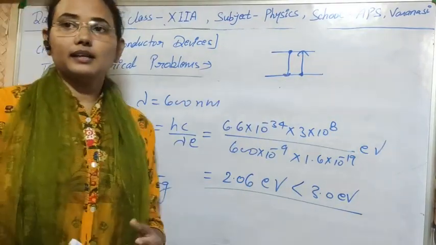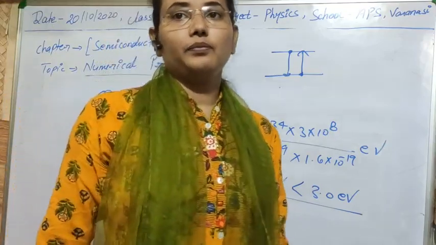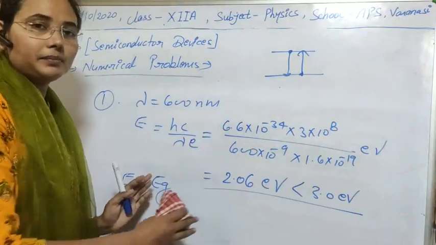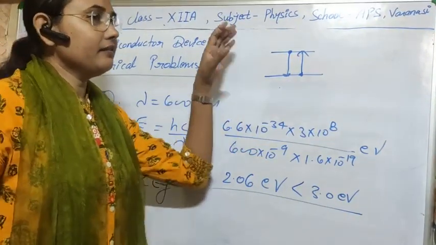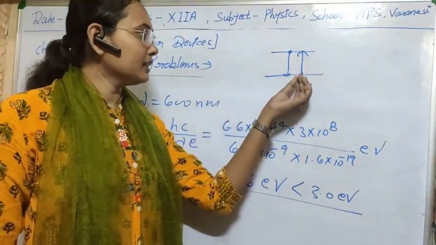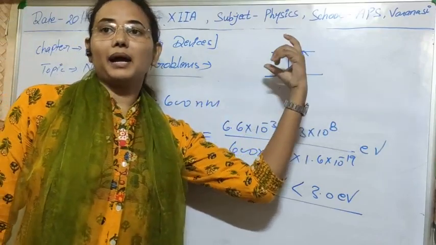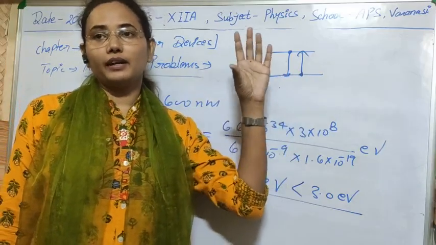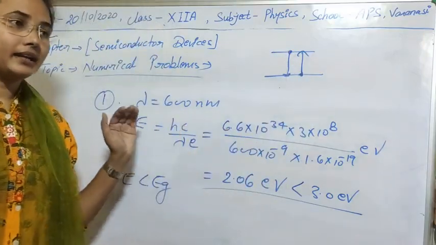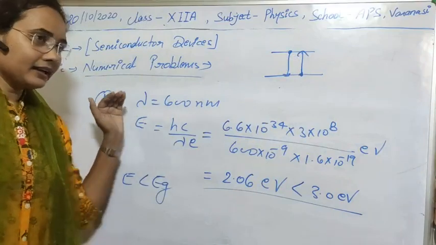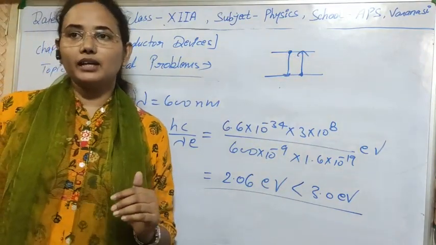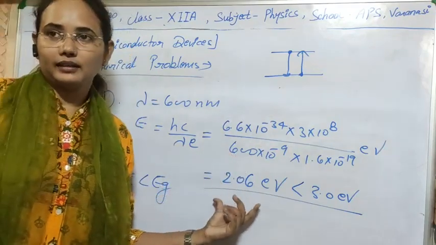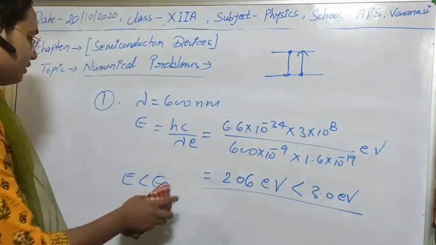So let's see the detection in the second situation. I think this is simple and clear to you. If any light has energy equal to or greater than the band gap energy, then it will cause the excitation effect, and we can detect it. But if light has energy less than the band gap, then we cannot detect it. So for 600 nanometer we cannot detect any current.